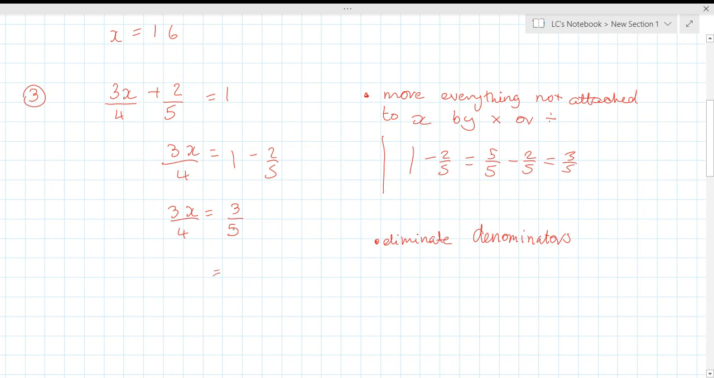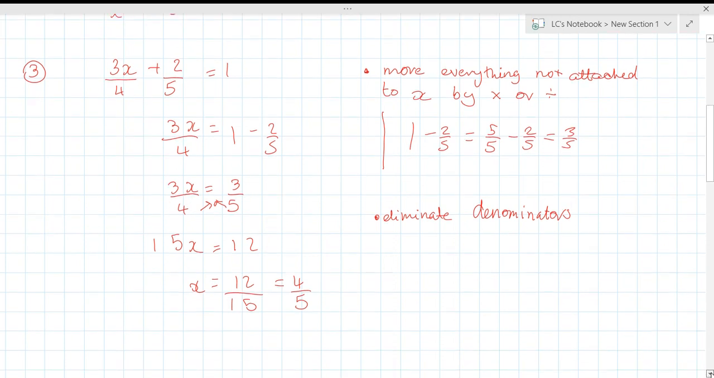That means on this side we're going to be multiplying by the 5. The 5 is coming up to this side here. And the 4 is going to come up to this side here, and they're both going to multiply. So 3x times 5 is 15x. 3 times 4 is 12. x is equal to 12 over 15, which simplifies to 4 over 5. That's all we need to do for that one.